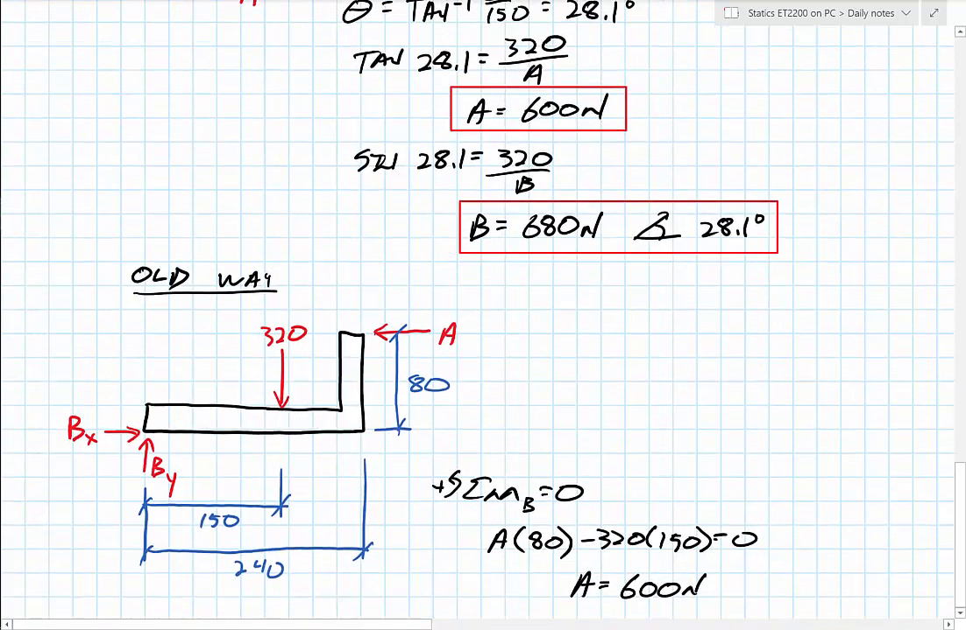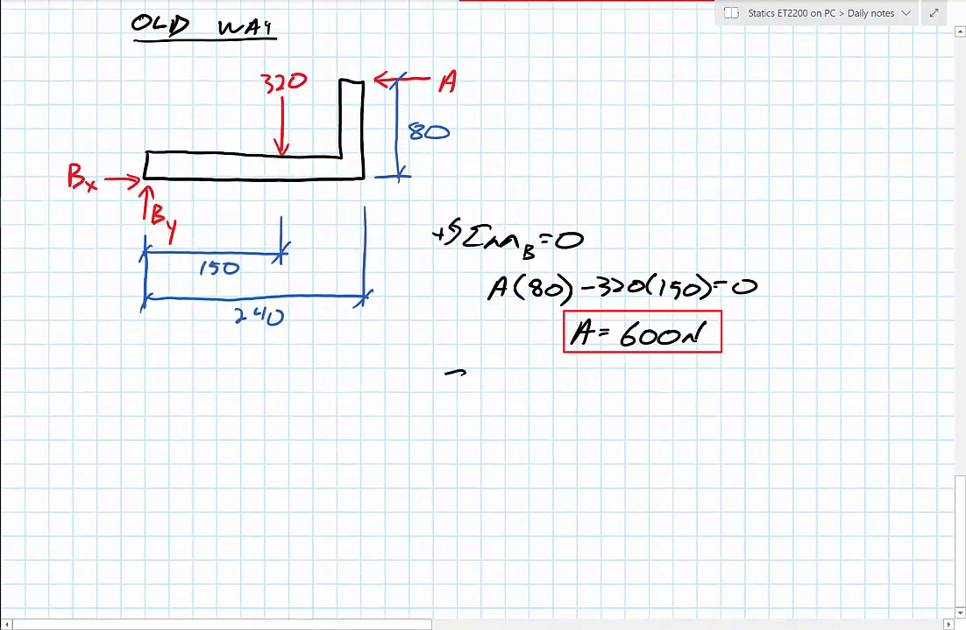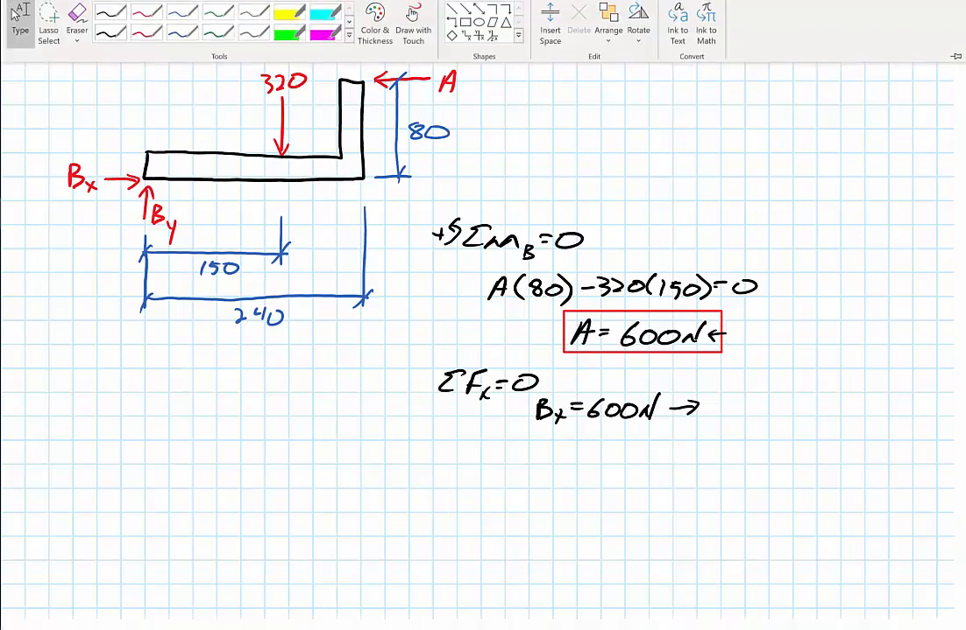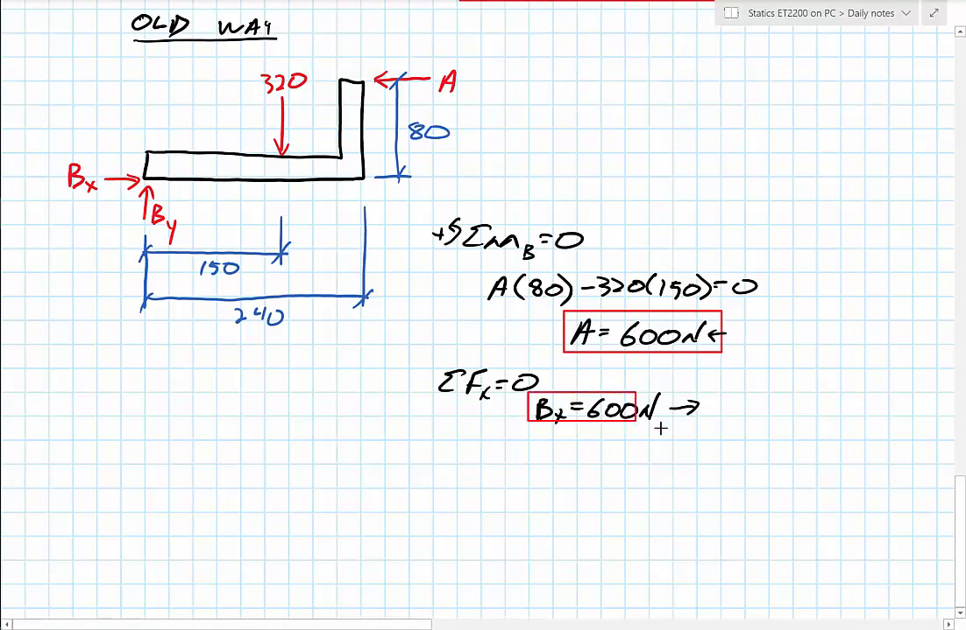Same thing I got up there, hopefully. Yep. And from sum of the forces in the x direction equals 0, I know that Bx must be equal to 600 newtons going the opposite direction. I didn't really draw my direction in there for the first one, but something like that. Maybe I could call it negative if I wanted. Probably should show something on there though. And from sum of the forces in the y direction equals 0, I know that By is equal to this 320 newtons up.